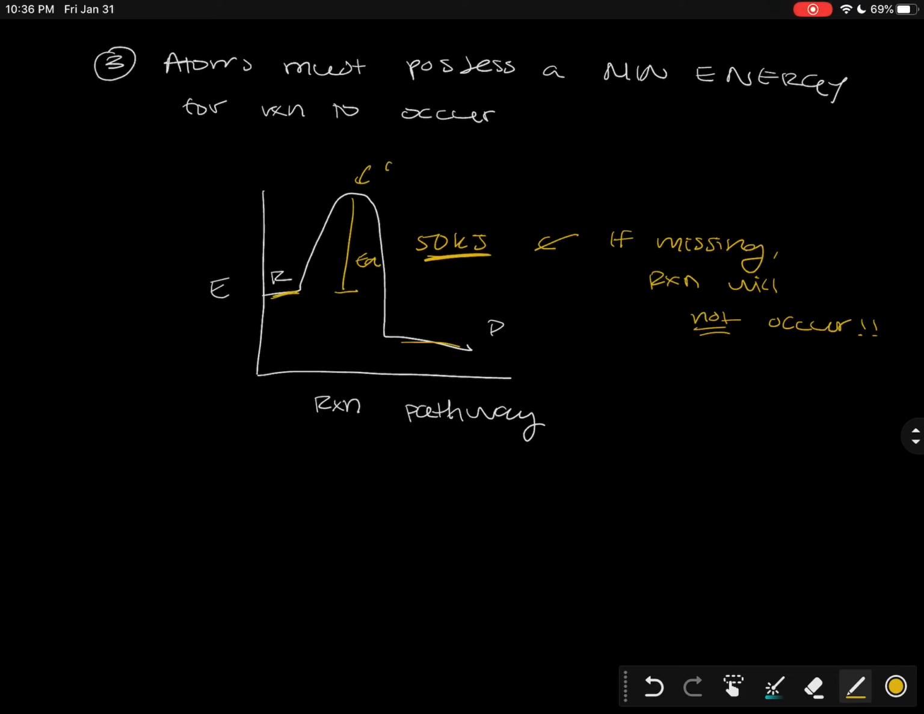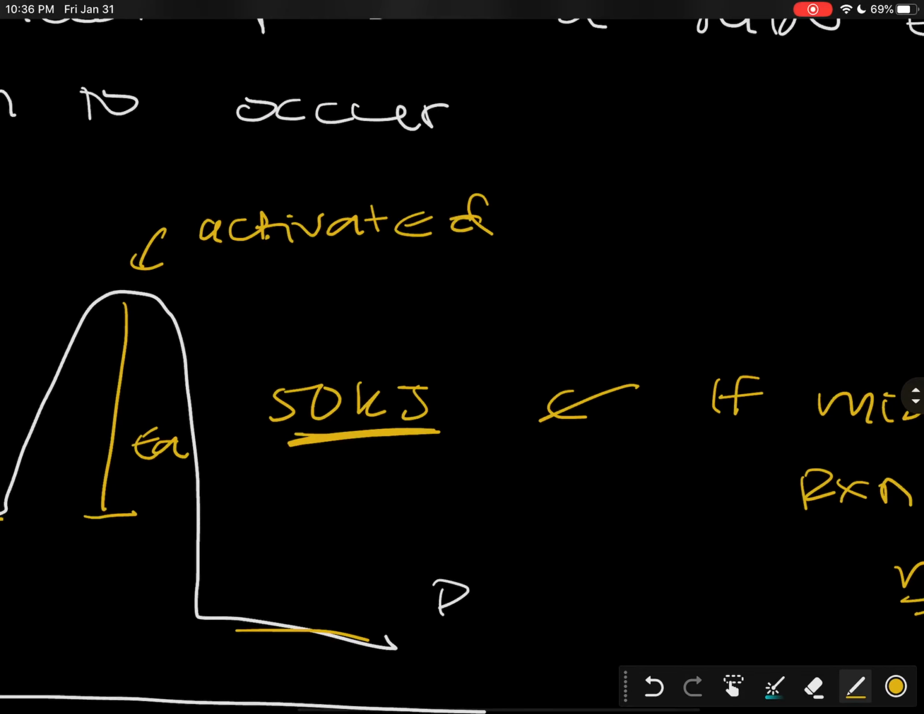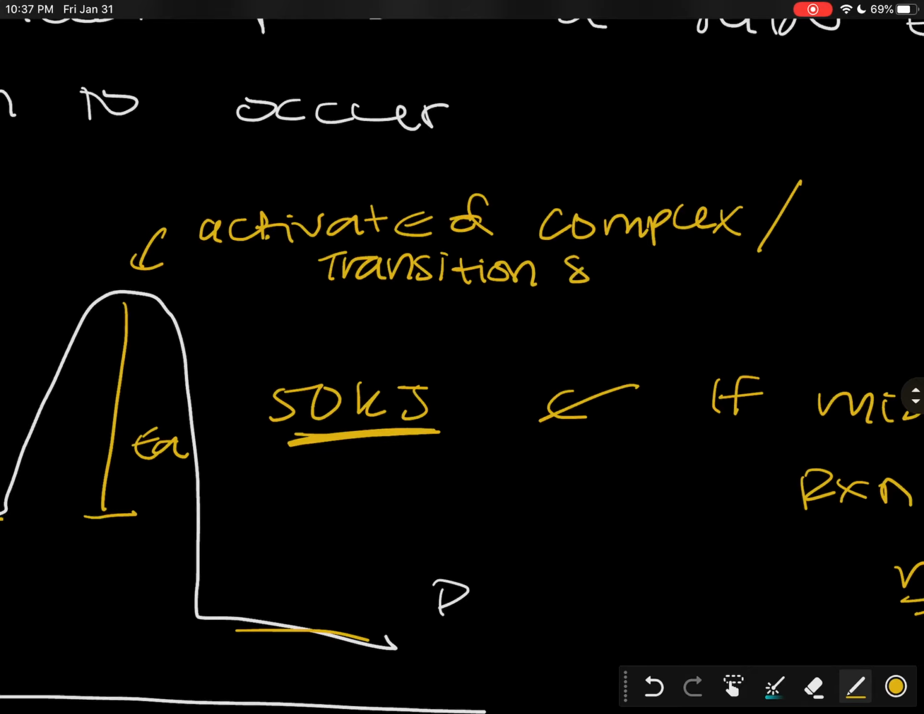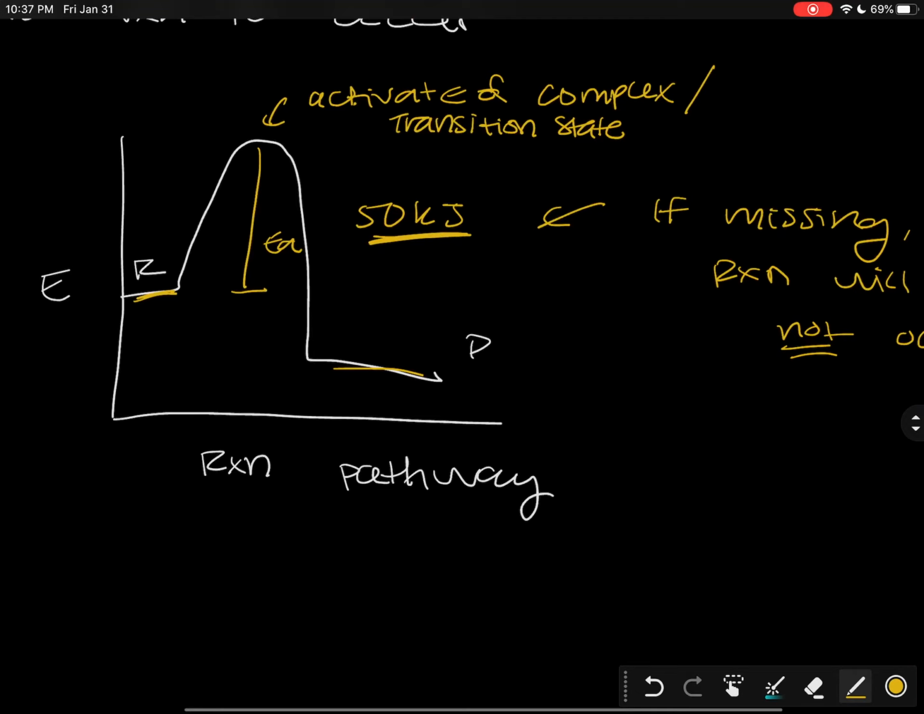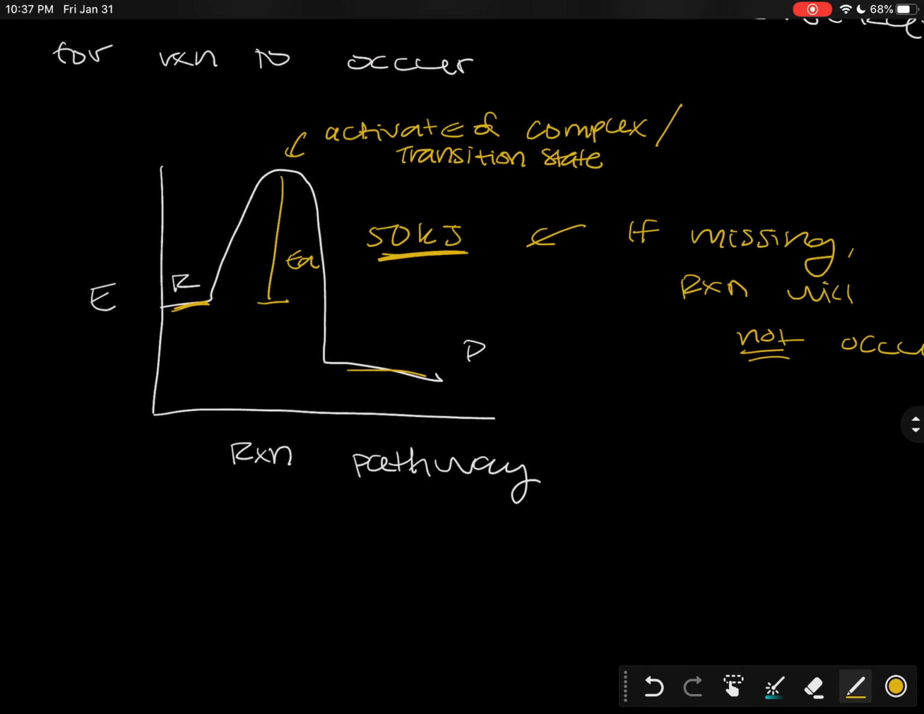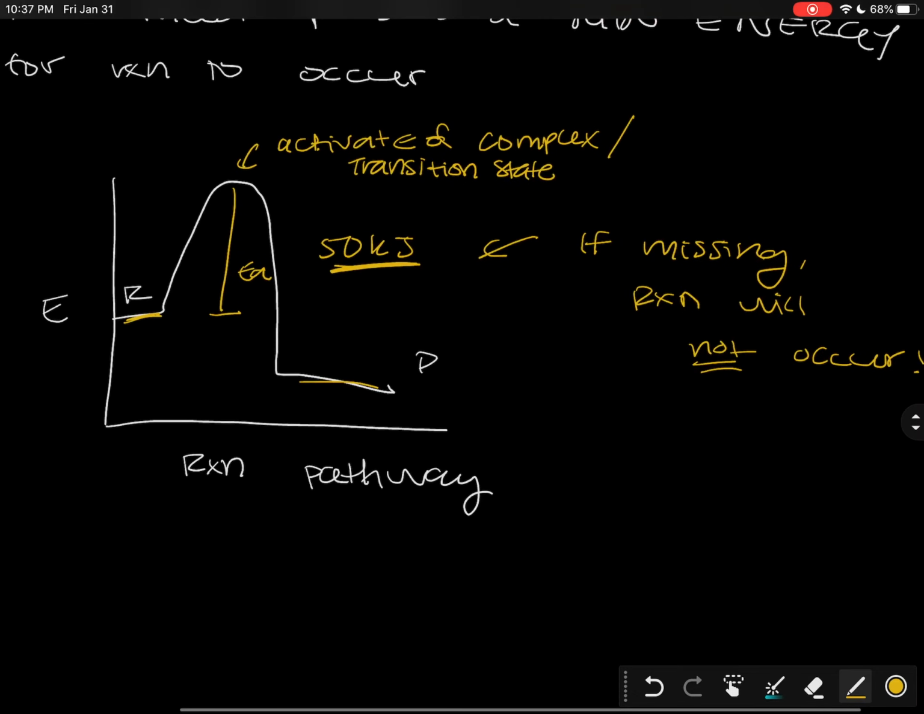And up here, we can call this the activated complex. So this has a few names. One of them is the activated complex, also known as the transition state. Okay, and that's going to be at the very top of our activation energy. It'll reach that transition state where it's in between reactants and products.